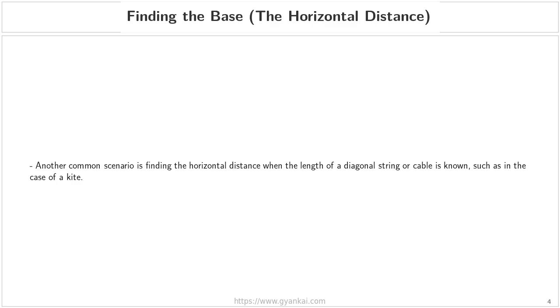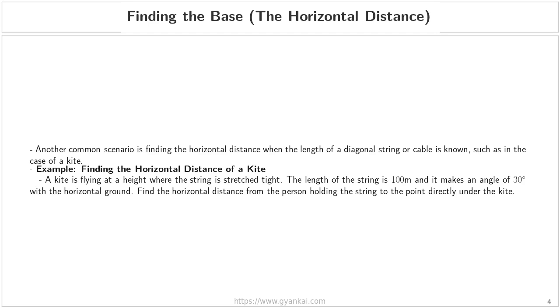Imagine the kite string is stretched tight, forming a straight line. Let's look at this specific example. A kite is flying at a certain height, and the string is pulled taut. We know the length of the string is 100 meters, and it makes an angle of 30 degrees with the horizontal ground. Our goal is to find the horizontal distance from the person holding the string to the point on the ground directly underneath the kite.